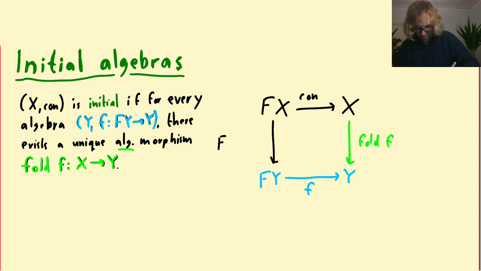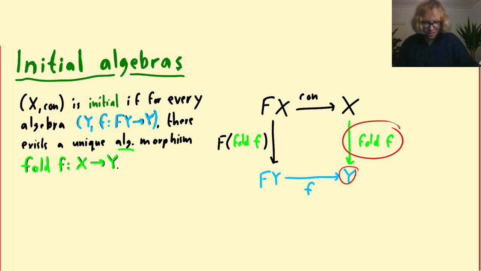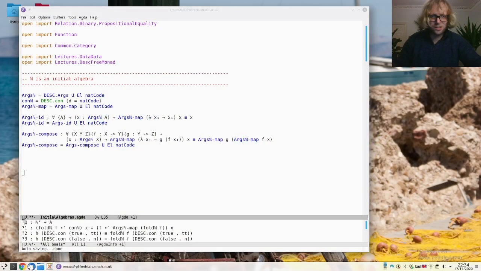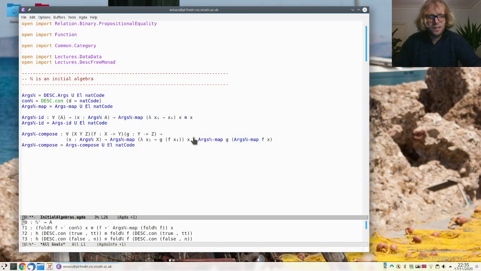But here I can do F of fold f. So that means that this morphism here is exactly structure preserving. So it's going to send 0 to the 0 of this algebra, etc. So we get this by something that looks like pattern matching, right? So let's see if we can do this in Agda. Let's just do it for the natural numbers for now.